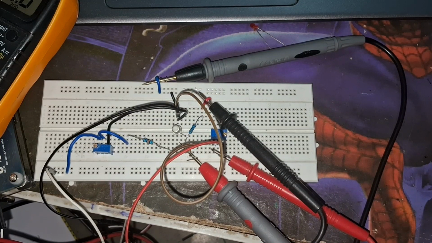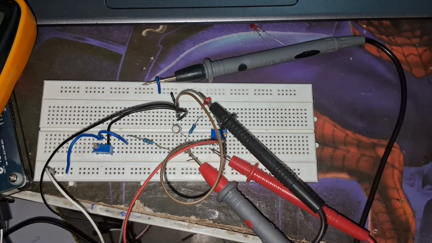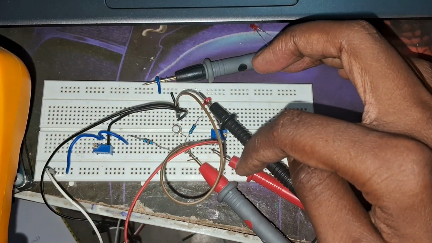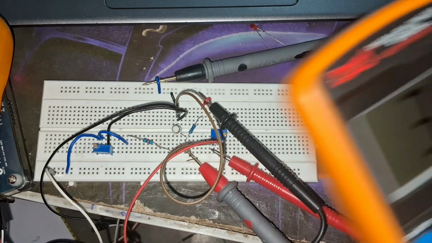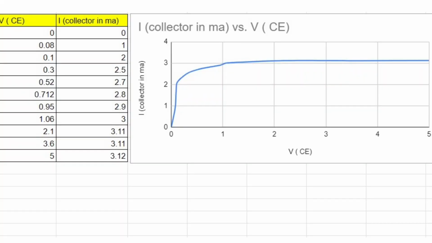Here you can see I used two multimeters for measuring. This one measures the current going from the collector, and this multimeter measures the voltage across the collector and emitter. After measuring, I get this kind of curve. On the x-axis you can see the current going from the collector, and on the y-axis is the voltage across collector and emitter.